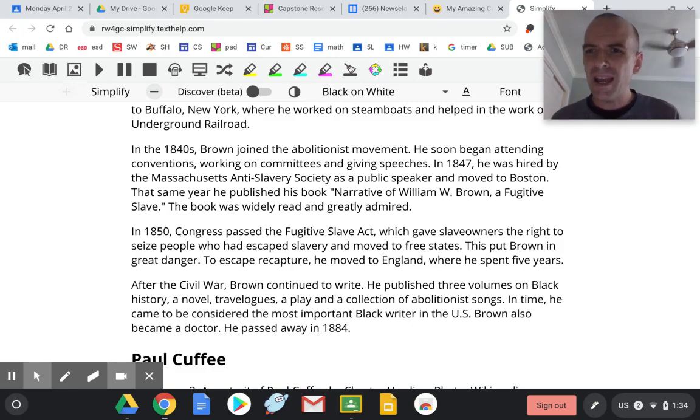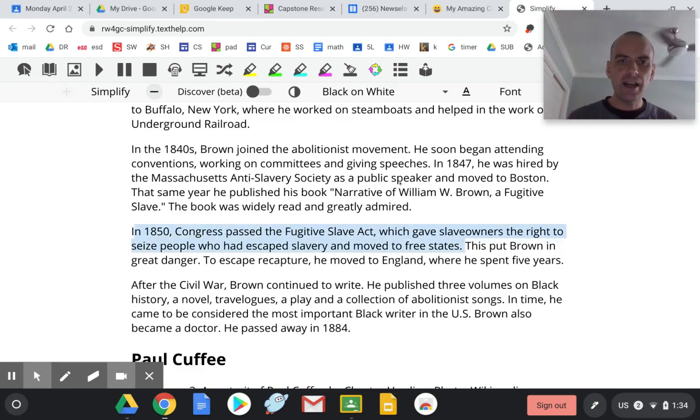Oh my God. So they passed a law that said, even if you escaped and you got to the free part of the country, they had the right to go get you and get you sent back. So that's something I want to highlight. Check that. Yeah. Make that green. I need to remember that. I also want to write something about William Brown, but that's a law I want. He had to move to England to stay free.